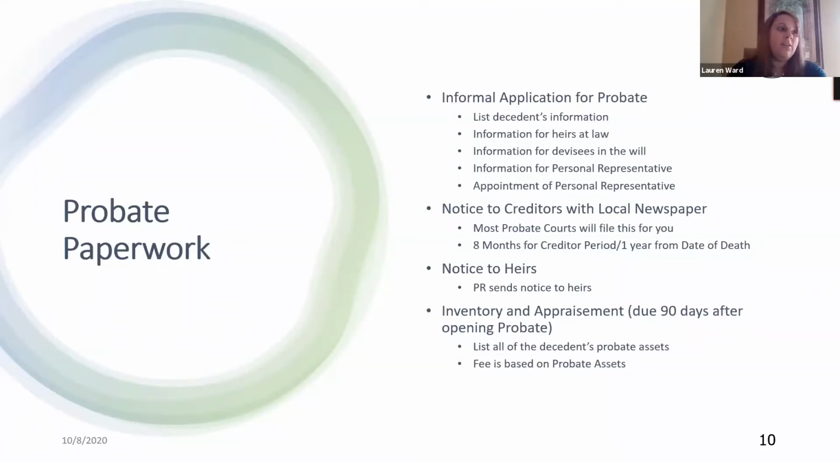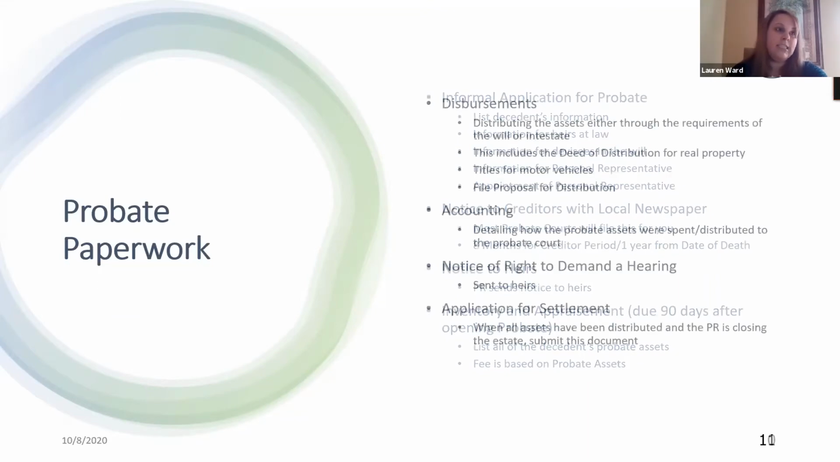But once you do all this, the fee is based on the probate assets. So it is a percentage of the probate assets that makes the fee. Usually to start probate, you're just going to pay a small fee, and then they'll give you the fee based on the inventory and appraisement.